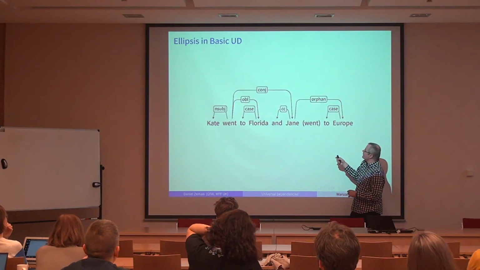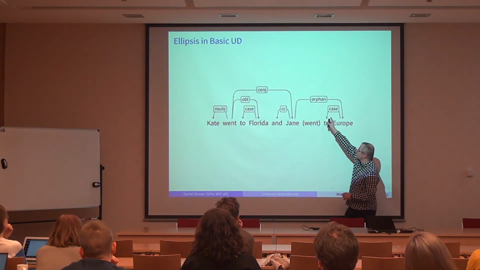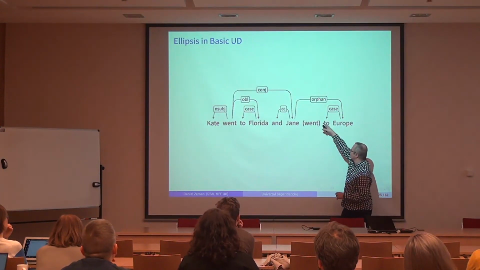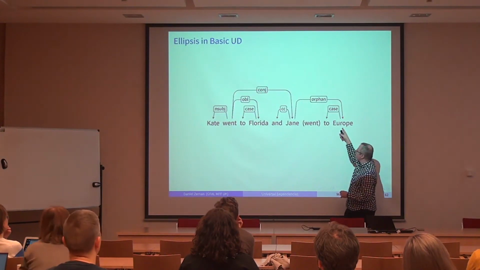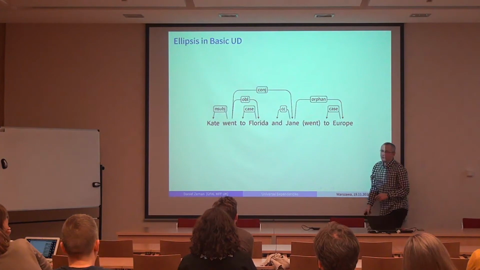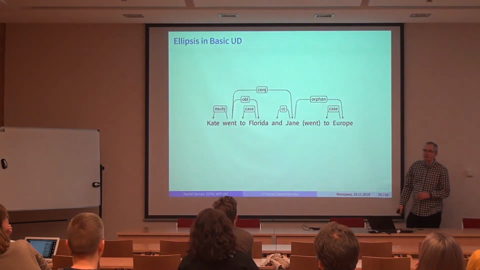And then, because we don't really want to preserve the original label of this dependency that would go from the verb to Europe, instead we have a new label, orphan, which is used just in these cases when there's a predicate missing.